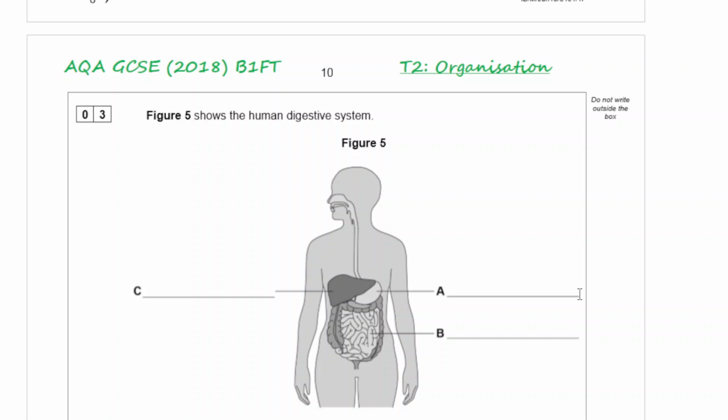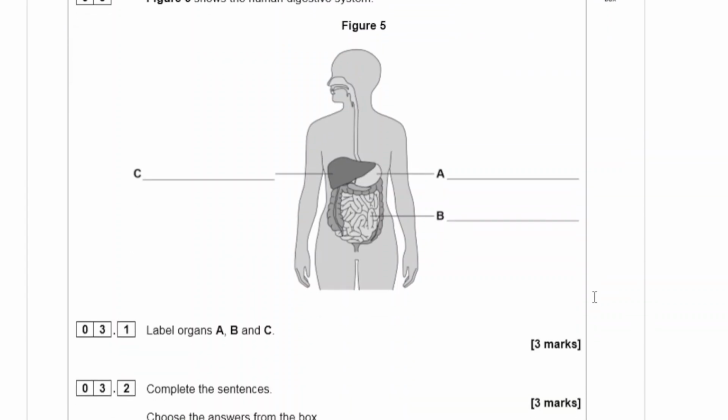Question number 3 is on the topic of organization. Figure 5 shows the human digestive system. So you've got 3 labels, and they're asking you to label organs A, B, and C. Now we can try and label all the rest of it as well. So let's label A first. Stomach.